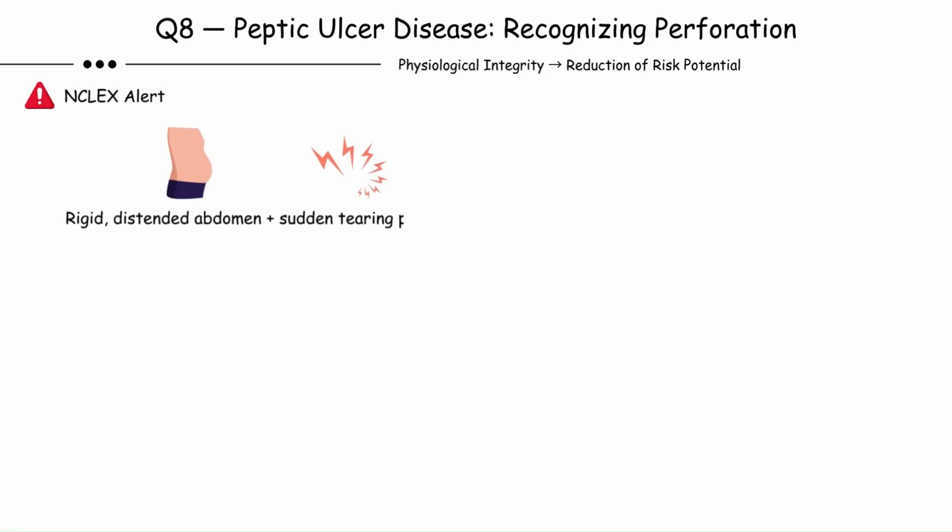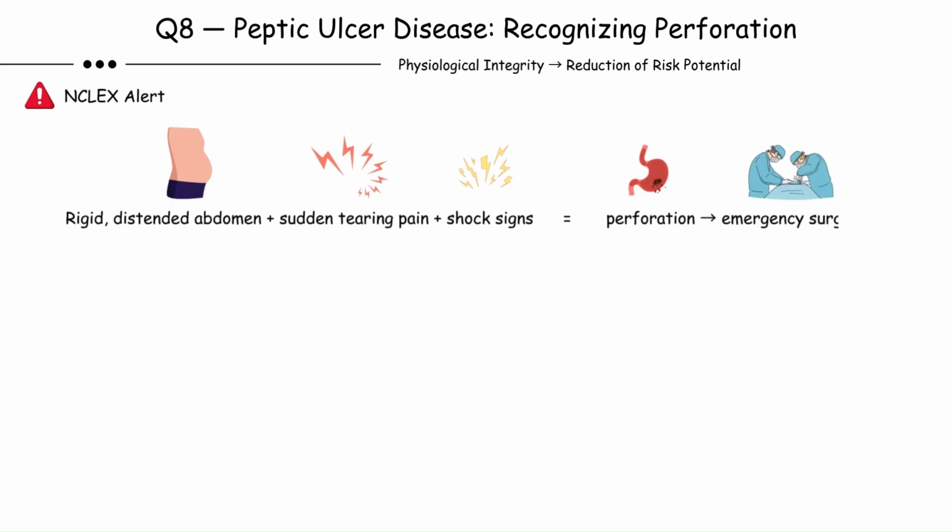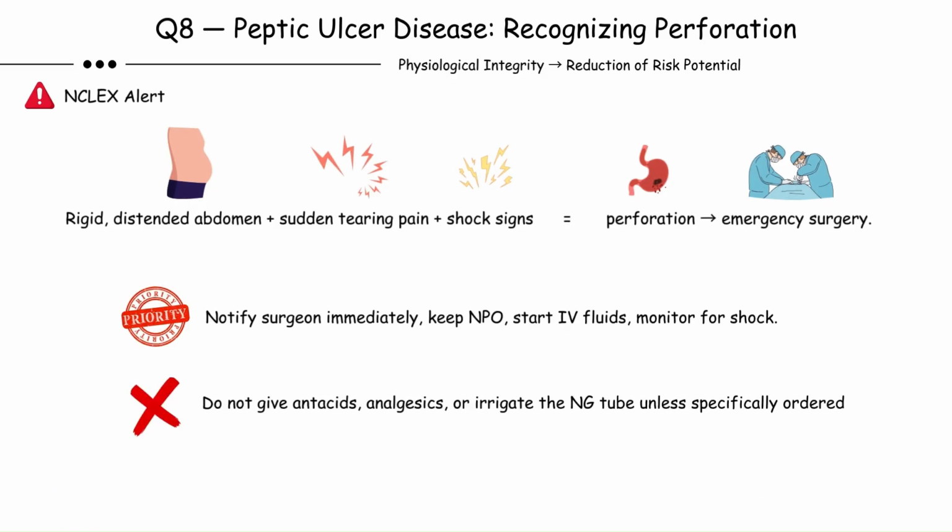NCLEX alert. A rigid, distended abdomen, sudden tearing pain, and shock signs like hypotension and tachycardia. That combination equals perforation with peritonitis, and it requires immediate surgery. Priority actions include keeping the client NPO, starting IV fluids, notifying the surgeon at once, and monitoring for shock. Do not give pain meds or antacids, and do not irrigate the NG tube unless the provider specifically orders it. These are high-stakes situations, and the NCLEX wants you to identify the danger cues without hesitation.